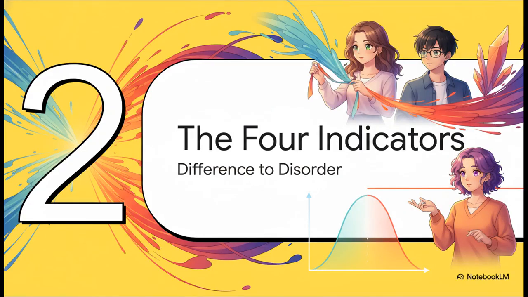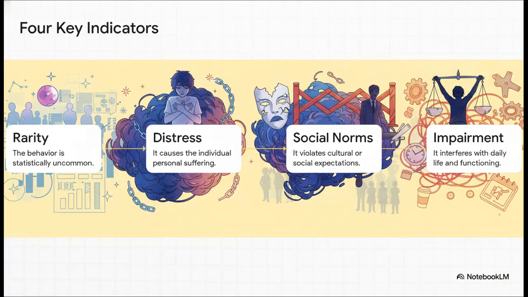So, the big question is, when does a behavior that's way out on the end of the curve stop being just a quirk and start becoming a clinical disorder? To answer that, psychologists have come up with a set of criteria to make that call a little more objective. To get beyond just a subjective guess, clinicians look for 4 key indicators.